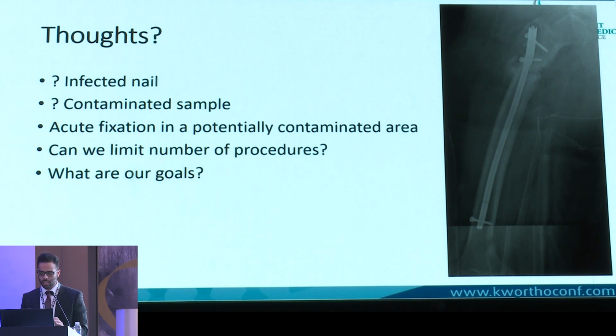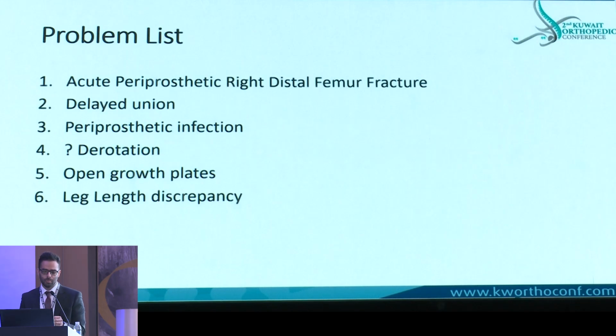As you can see, this is a very complex situation, so to make it simpler, I break it down into a problem list. With the problem list, I go back to the orthopedic principles. Number one, I have an acute periprosthetic distal femur fracture. There's a delayed union. There's a periprosthetic infection. Is there a component of derotation that needs to be done intraoperatively once the fixation is done? The patient is a skeletally mature patient, so he has closed growth plates. And finally, the leg length discrepancy.